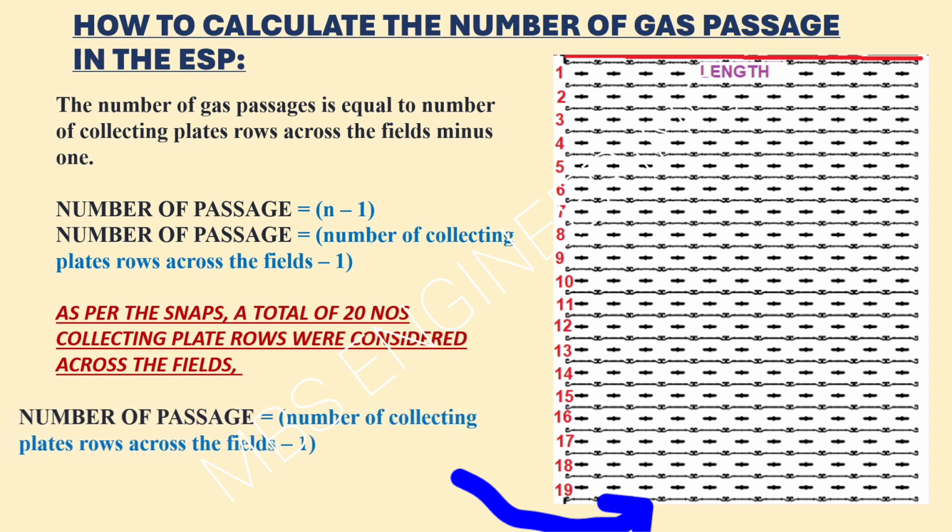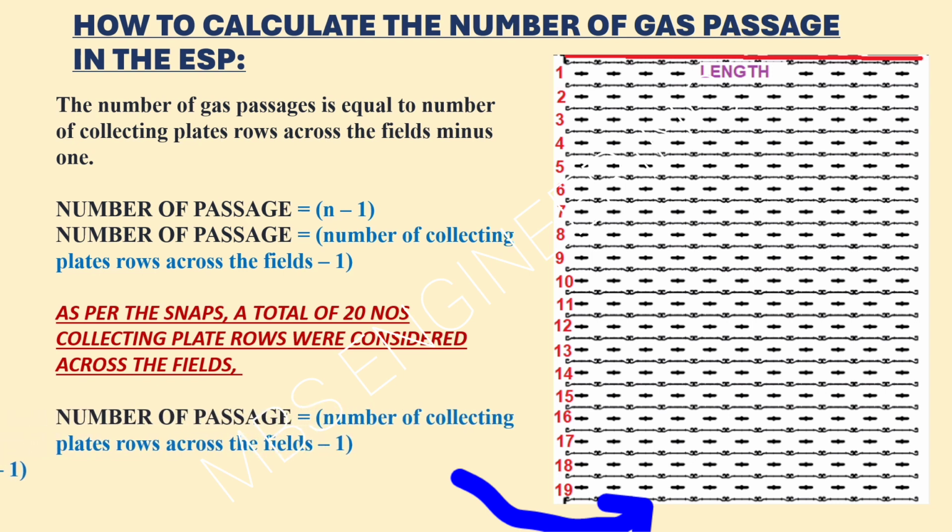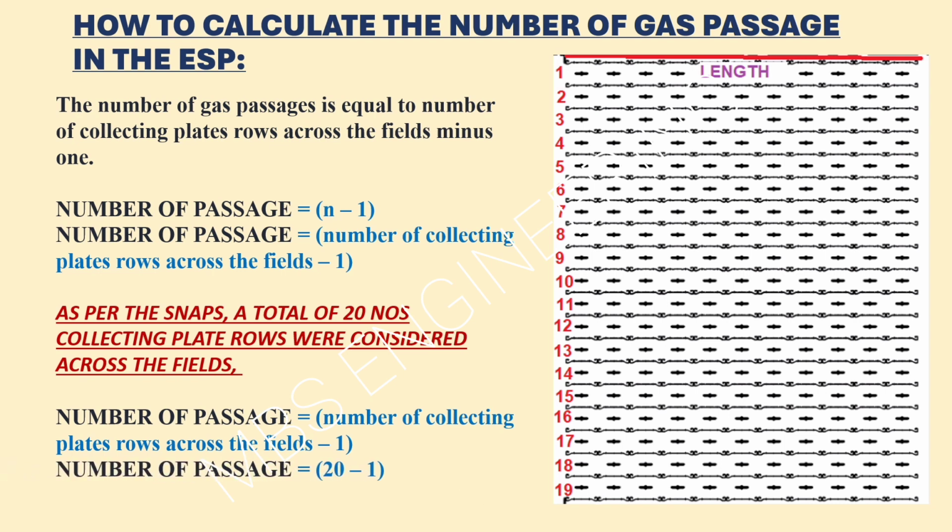Given data: as per the snaps, a total of 20 collecting plate rows were considered across the fields. Then, number of passages is the number of collecting plate rows across the fields minus 1. Number of passages is 20 minus 1, so the number of passages is 19. The conclusion is a total of 19 gas passages is considered for the given ESP system.